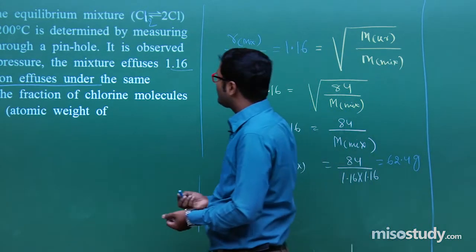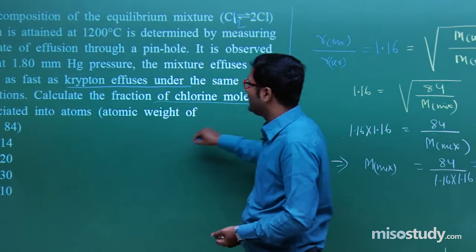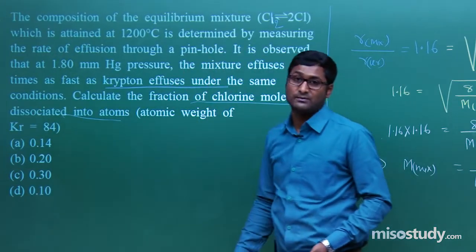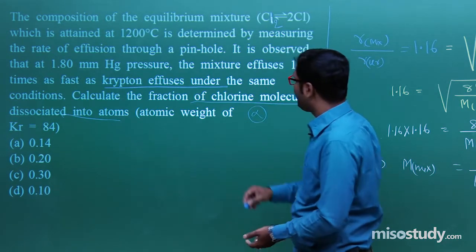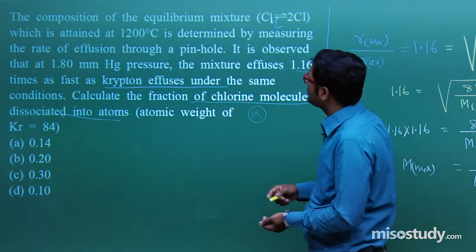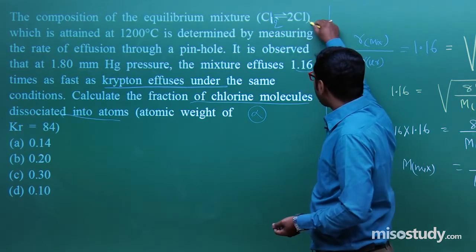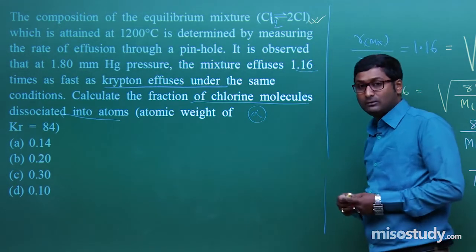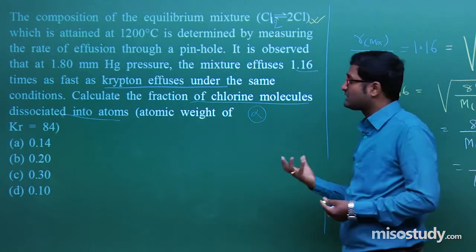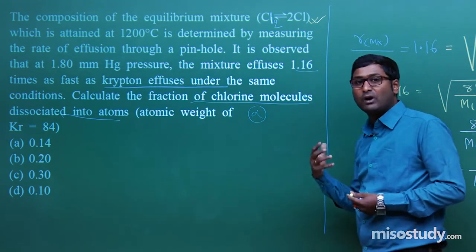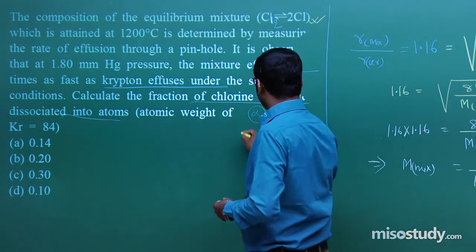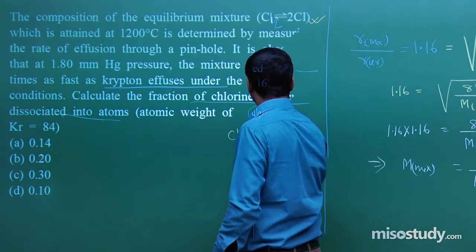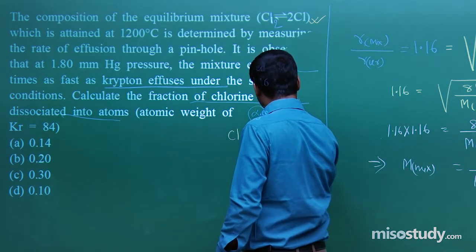Now calculate the fraction of chlorine molecules dissociated into atoms. The question is the fraction, that is we have to find the value of alpha. This is one of the best questions because this question has two types of concepts, one from equilibrium and one from states of matter. So as we know, if I put here Cl2 gives you 2Cl, this is the equilibrium.